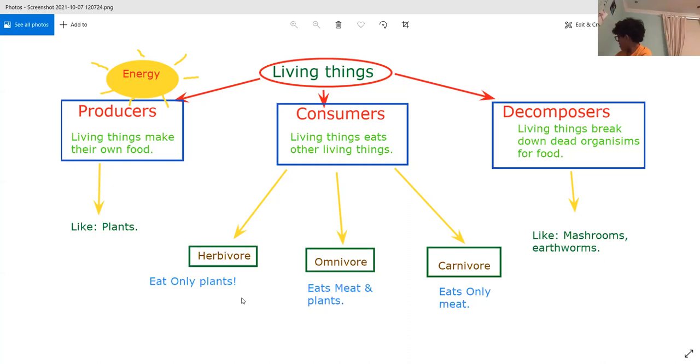And we have some living things that break down dead organisms for food. They break down what? Dead organisms. Decomposers. Excellent. Like mushrooms and earthworms, and also bacteria. All right, boys.